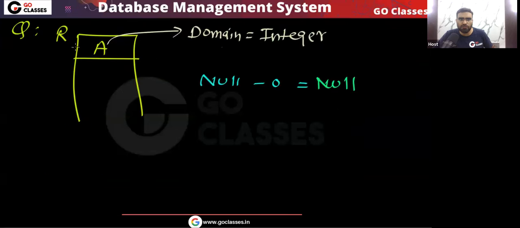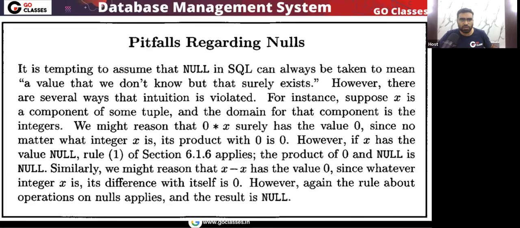So to confuse you, they can give you that this is integer, this is anything. Whatever is the domain, it does not matter. I can say arithmetic operation with null is always null. So very simple. You can read it here. For example, null minus null always will be null. For example, null multiplied by 0 also will be null. There is no exception, remember.